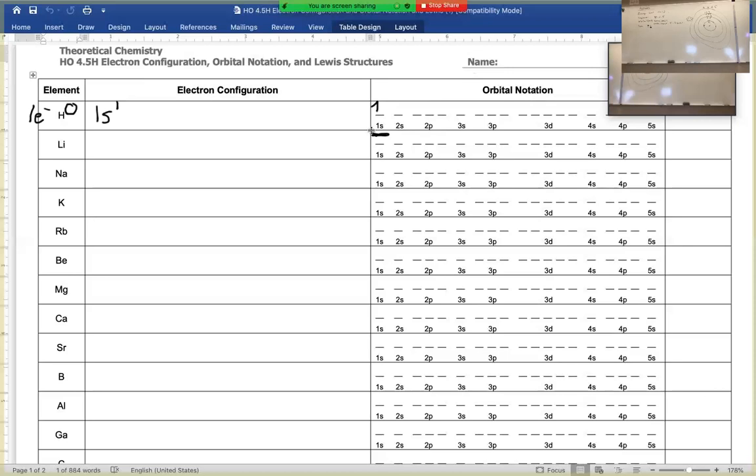How are we doing? And if you're sitting there going, I don't have any idea what's going on, don't worry. We're going to do some more examples. Again, we're just giving the most probable location. Let's jump down to sodium real quick.